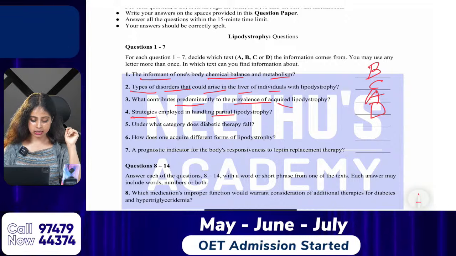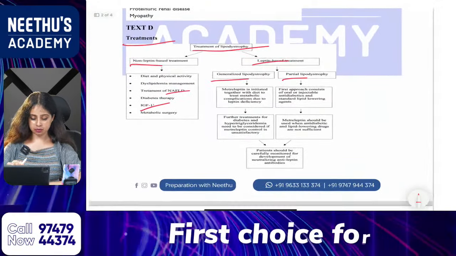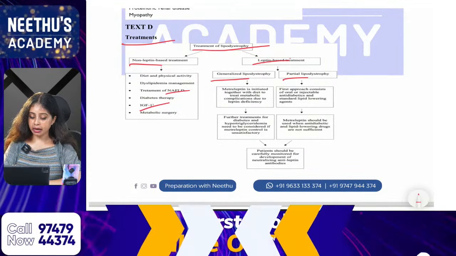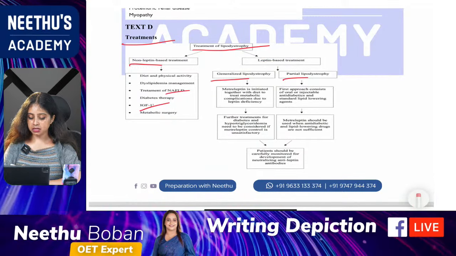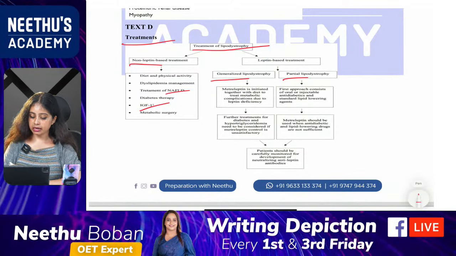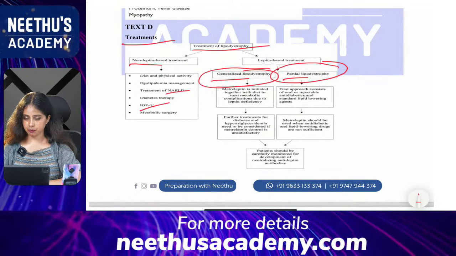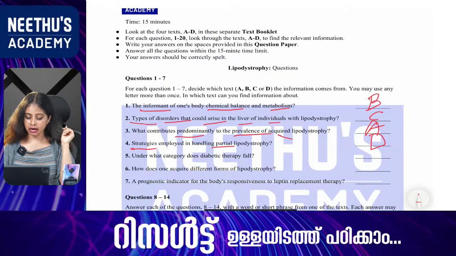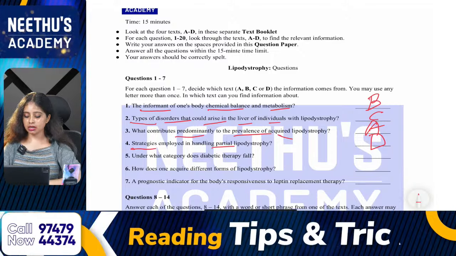So where is it mentioned in text D? As you can see here, there is a chart in text D. And they have mentioned leptin based treatment. And again this leptin based treatment is divided into 2 categories, generalized lipodystrophy and partial lipodystrophy. So that answer is strategies employed in handling partial lipodystrophy. So that is mentioned in the right side, right? So that is text D.